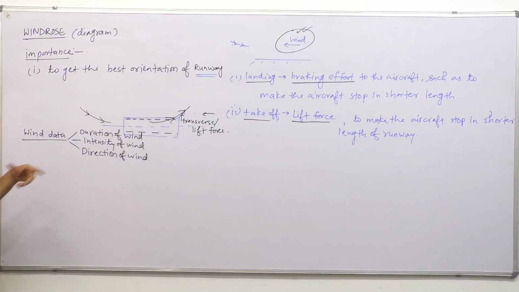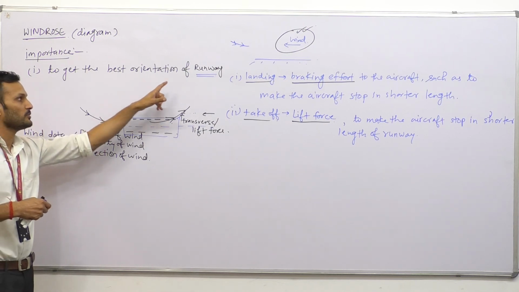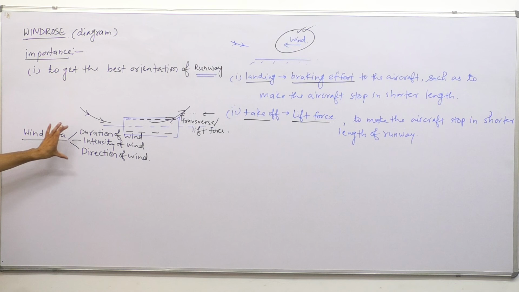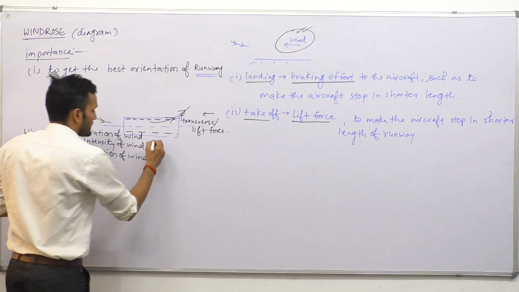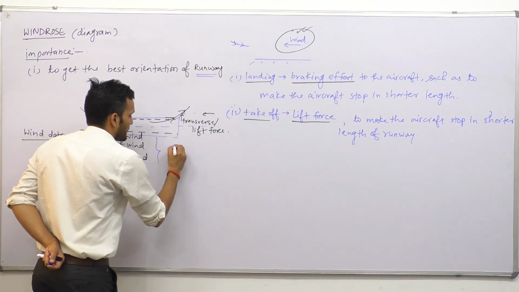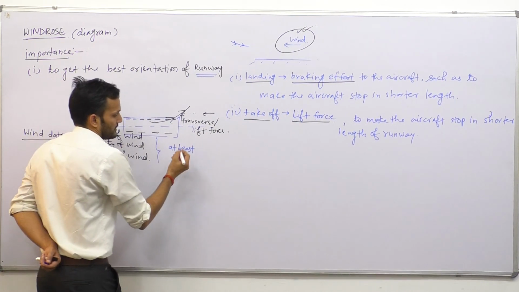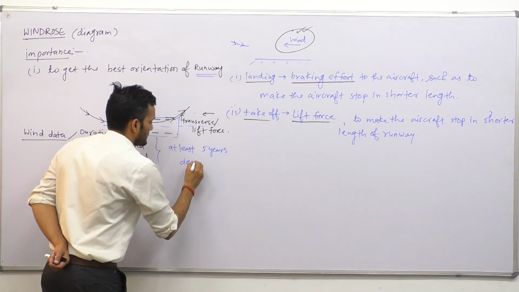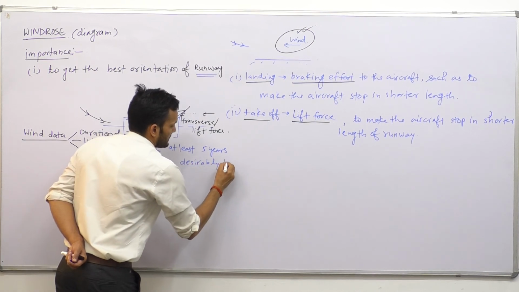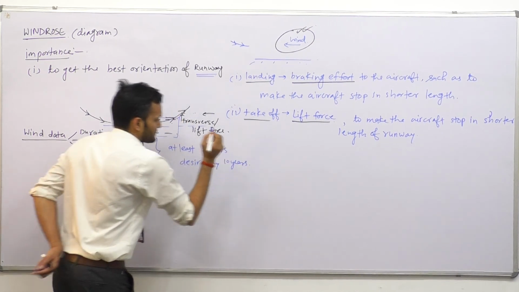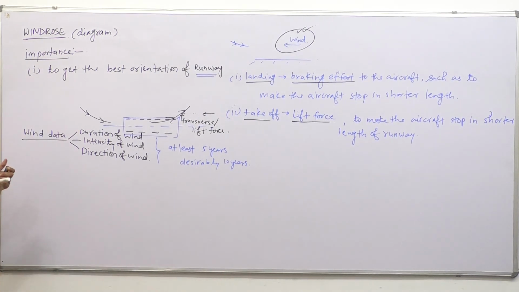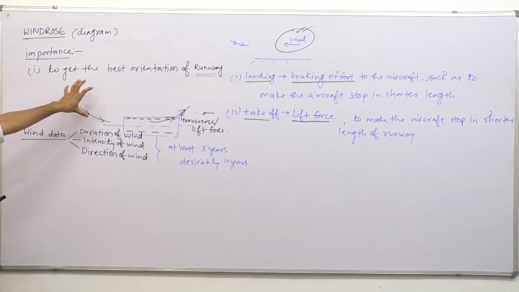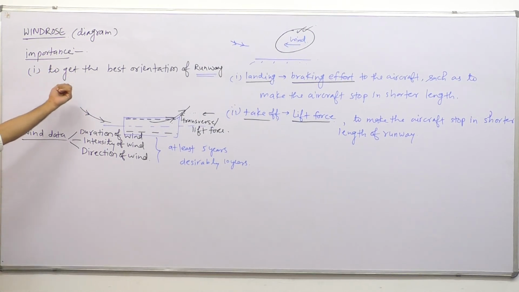So now we have to get the direction in which the runway has to be oriented. To get the direction, we collate these three data, and the time duration of collecting them is at least 5 years, and desirably 10 years.